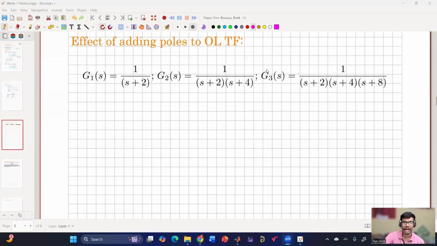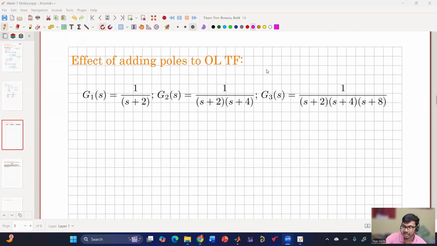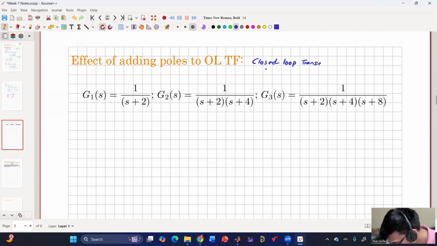Okay. So now we are adding the poles to the open loop transfer function, and we are interested in the closed loop transient response. Basically, what we are trying to do is check the closed loop poles. So do you recollect any concept that we have learned which will correlate the open loop transfer function with the closed loop poles? Root locus, right?